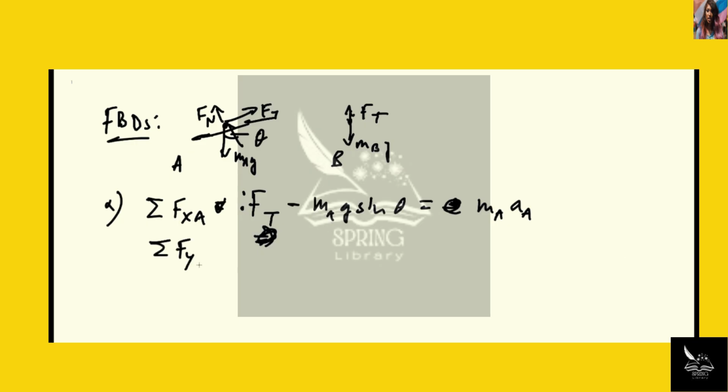Then you resolve forces in the y direction for block A, and what you get is F_N, the normal force, is just m_A times g cosine theta, the vertical component of the gravitational force. And then you resolve forces in the y direction for block B.